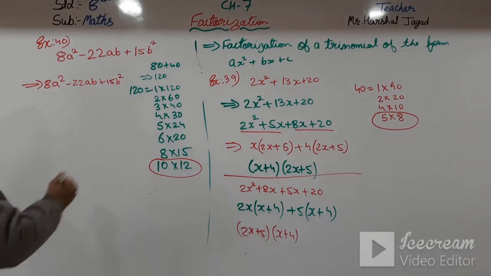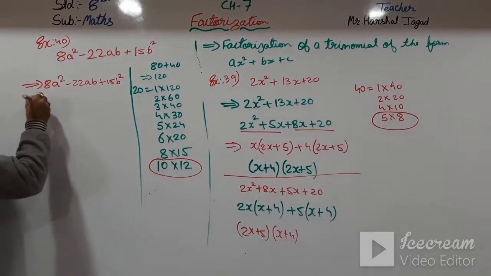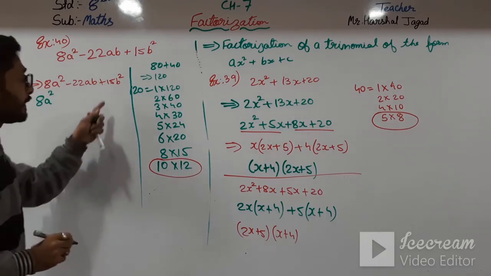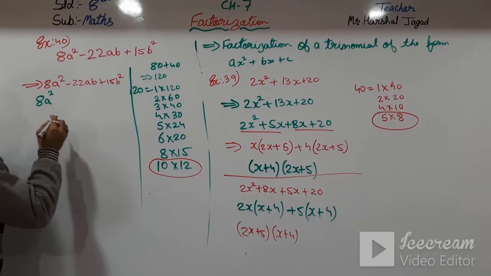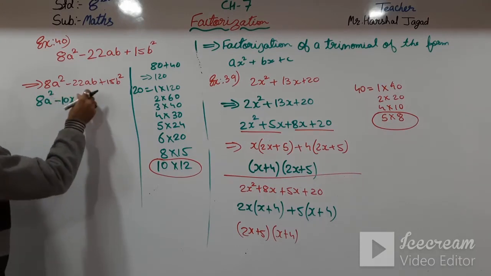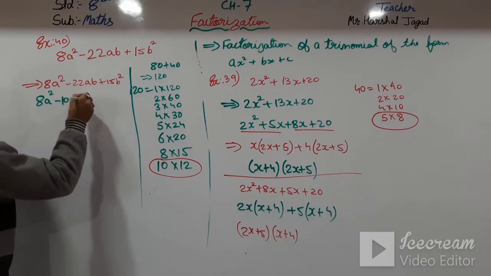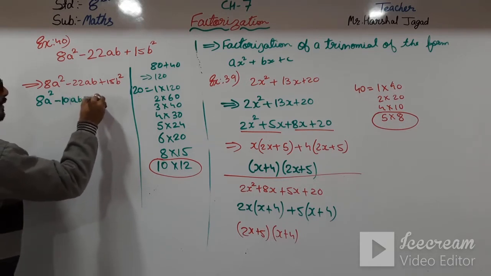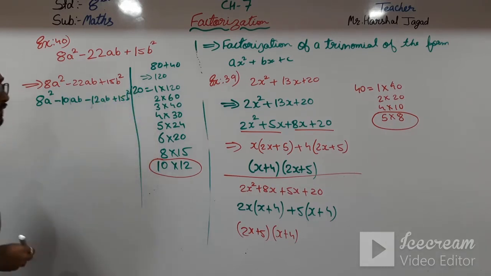Okay, now here 8a square, here it is minus sign and here it is plus sign. So what should be there? It should be minus 10ab minus 12ab plus 15b square.